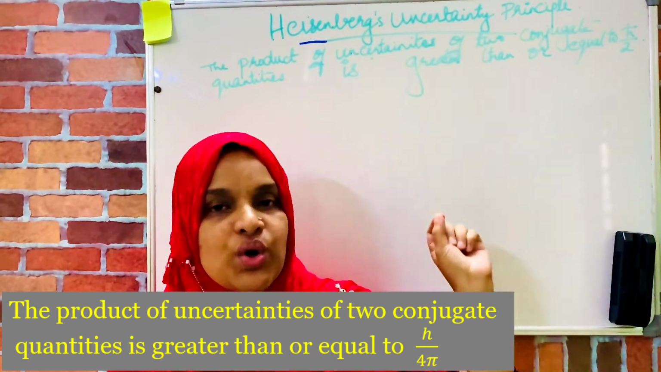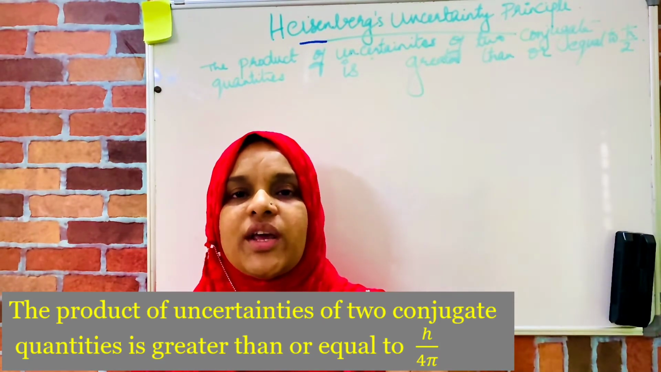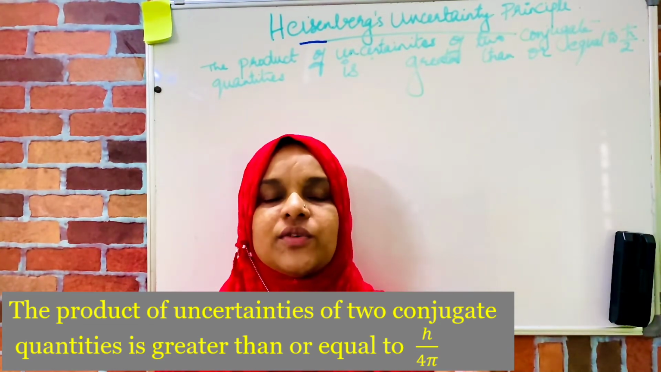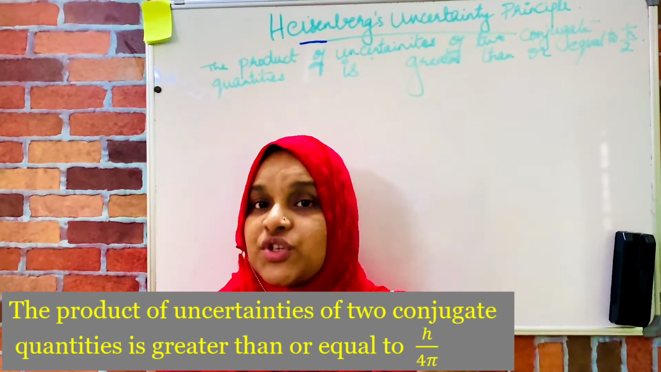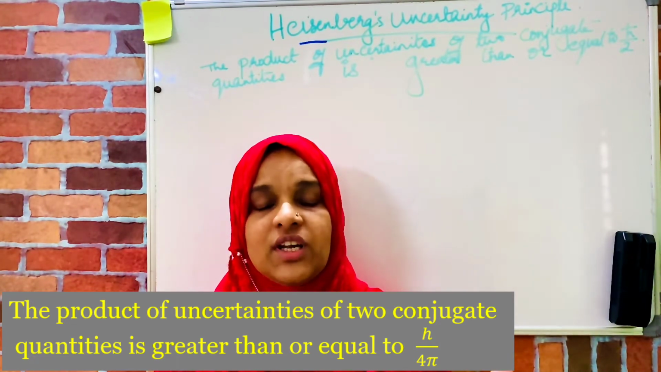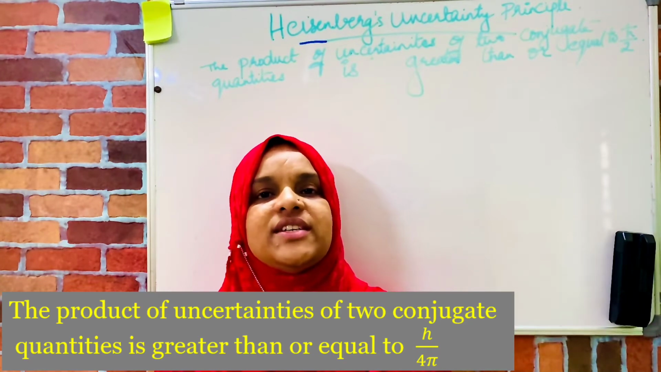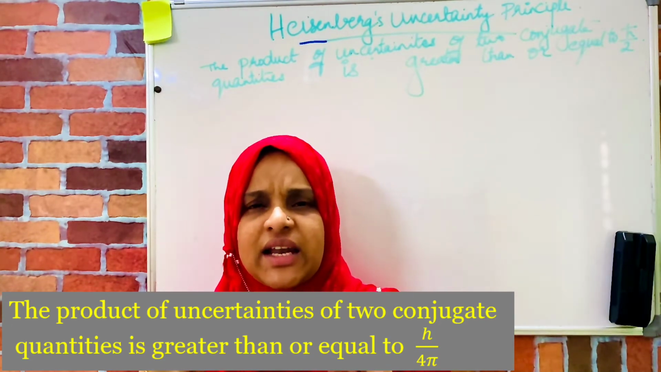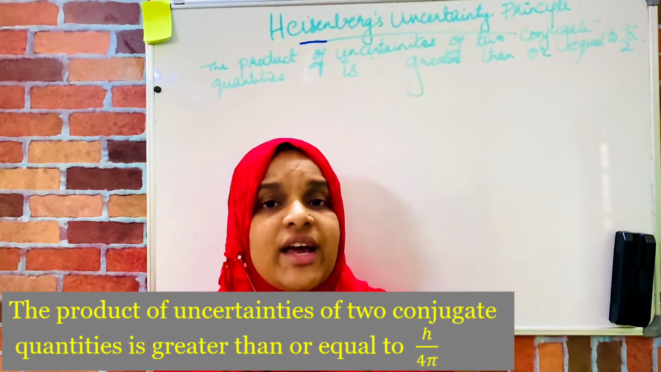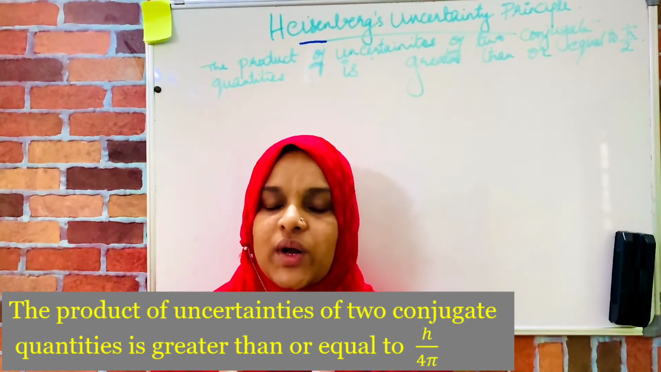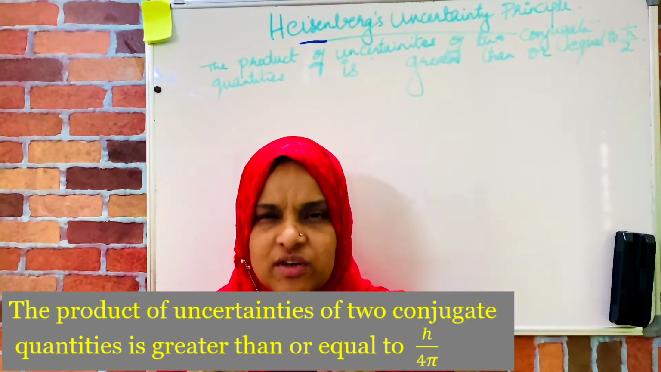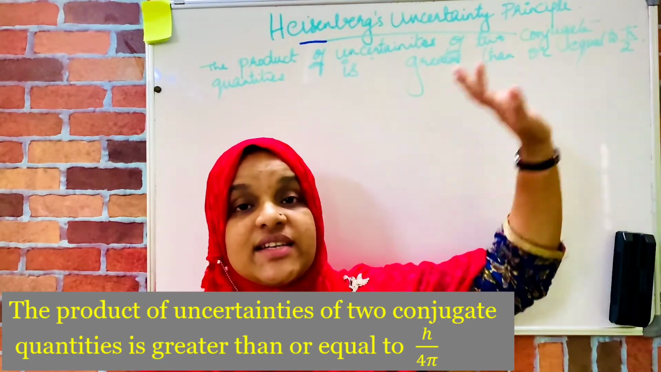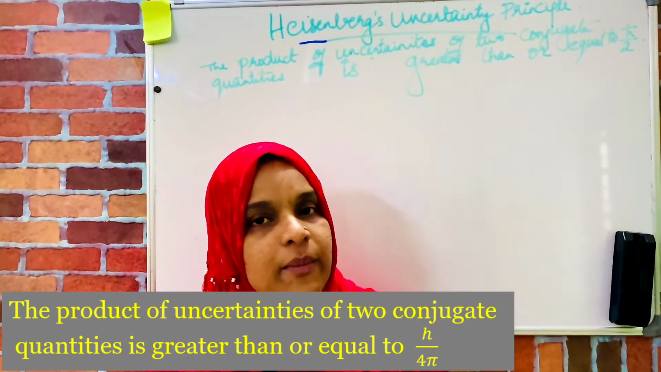uncertainties of any two conjugate quantities is greater than or equal to h cut by 2. That is, if we are measuring two conjugate quantities, for example, position and momentum, energy and time, and like that, and we are trying to measure these conjugate quantities simultaneously, then there will be an uncertainty or small amount of inaccuracy in both these quantities. And if you take the product of these uncertainties, that will have a value which is greater than or equal to h cut by 2, where h is Planck's constant and h cut is h by 2 pi.